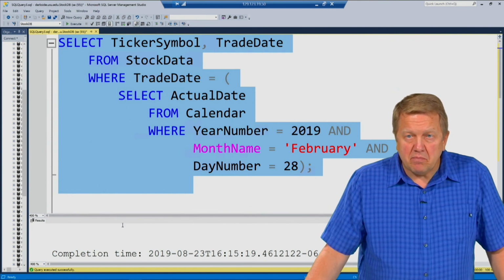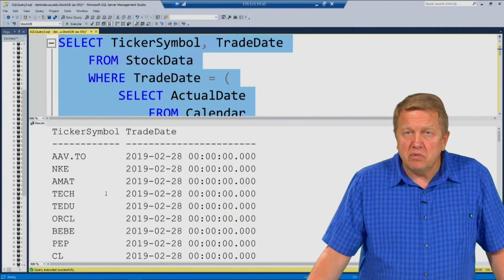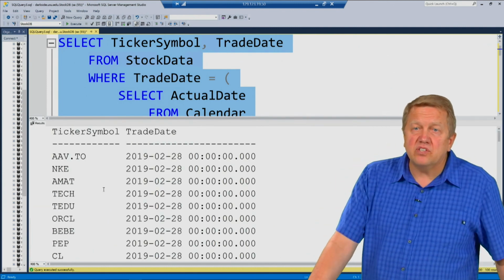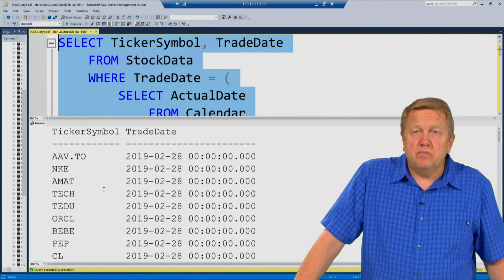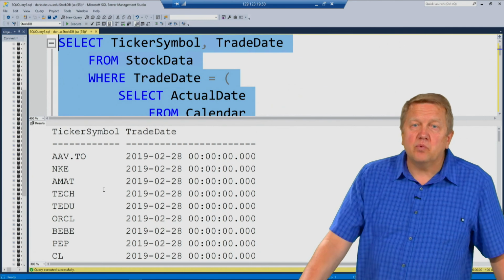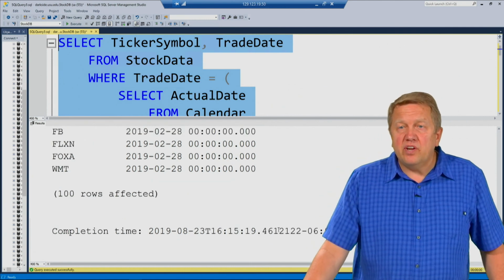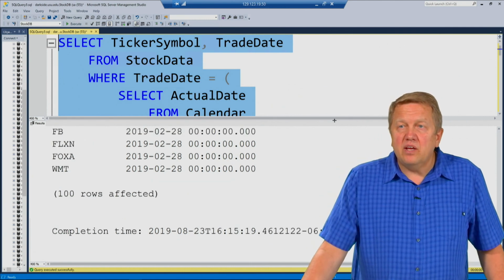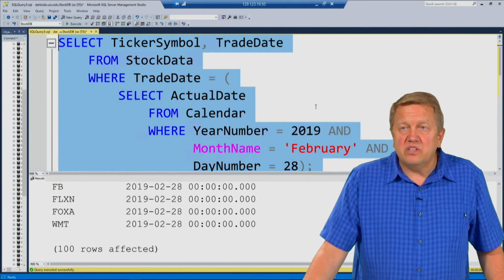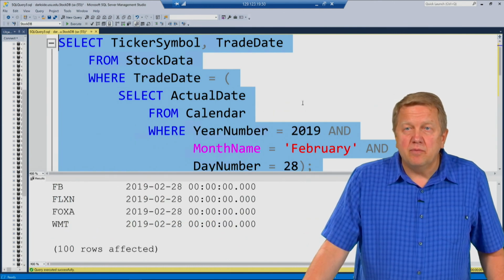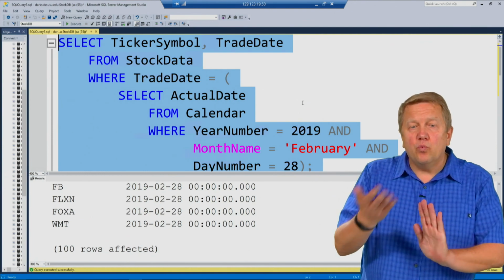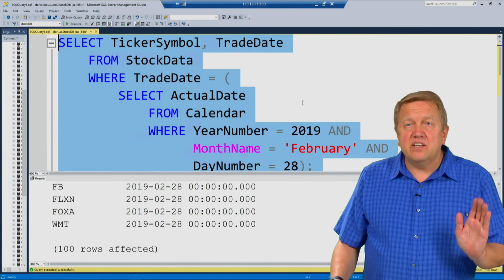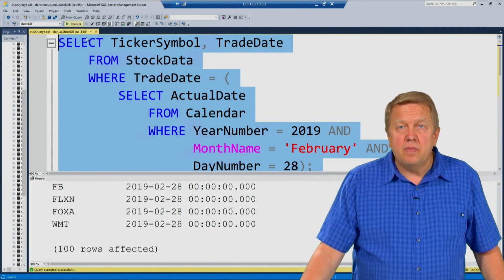And I need to make my answer a little larger here, so we'll scroll the screen up. And notice virtually every stock in our database was traded on February 28, 2019, so it was listed. But there are no other dates listed. And so we see that our subquery worked. Again, equals can return one value, whereas in can return a list of values.